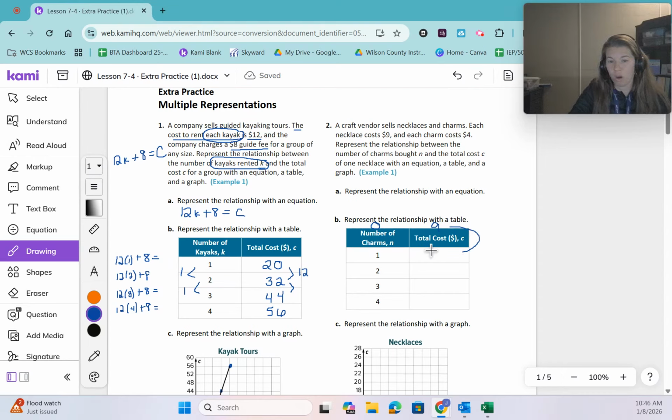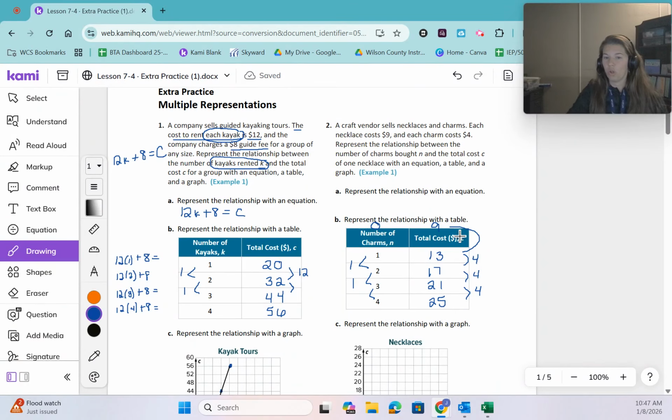Each additional charm is going to cost $4 additional after that. So I'm going to add four. So that's going to be 13. Oops, not 14. $13. And then four more is going to be $17 and then $21, because it goes up for each additional charm by $4. And you can see they just add one charm each time. That's why I could add four. If they went up by two, we'd have to go up by eight.